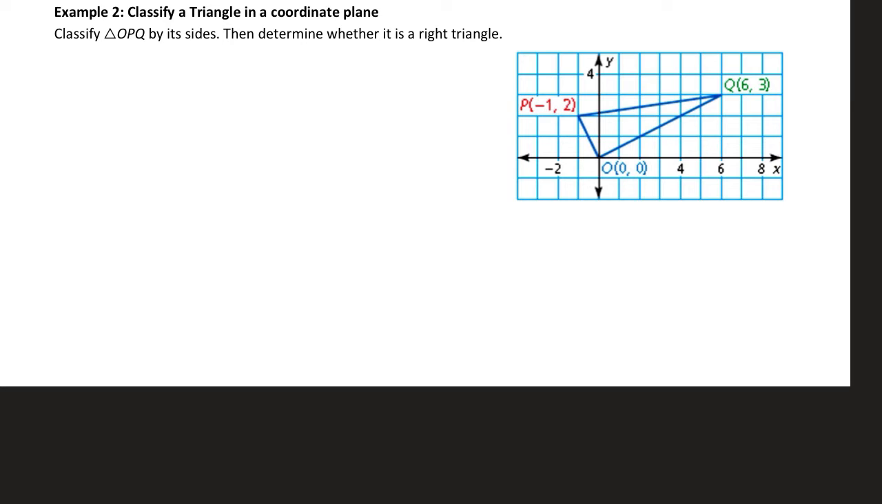So what I'd have to do to see if this was isosceles is I would compare the length of PQ and then the length of OQ. And you may not like this, but this goes back to that distance formula. The square root of (x2 minus x1) squared plus (y2 minus y1) squared.